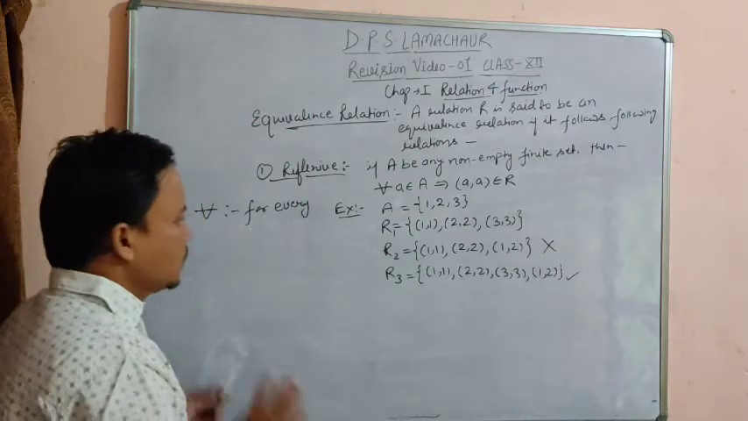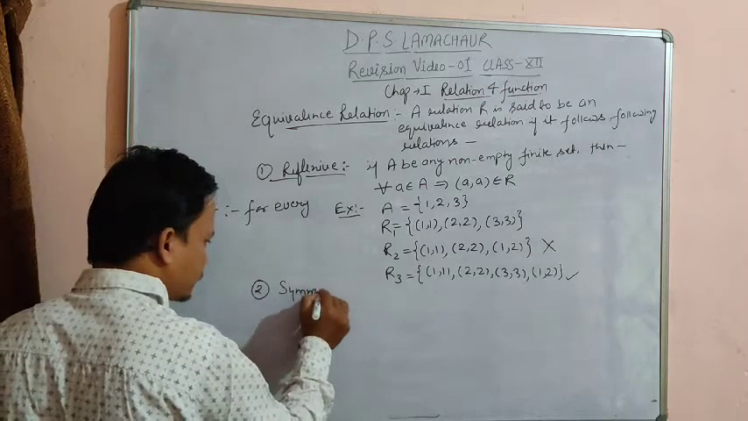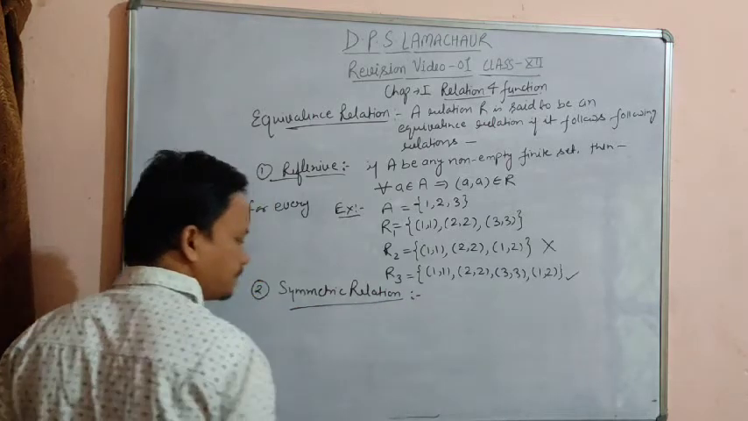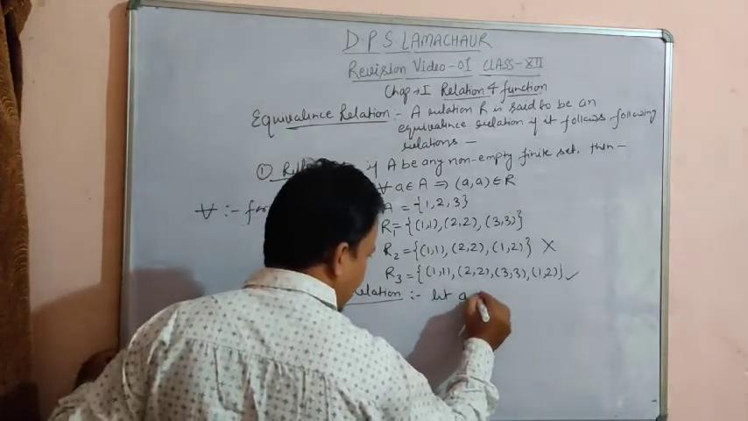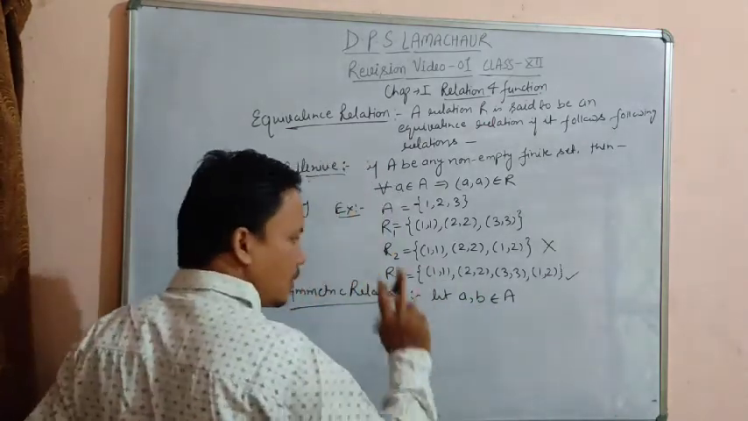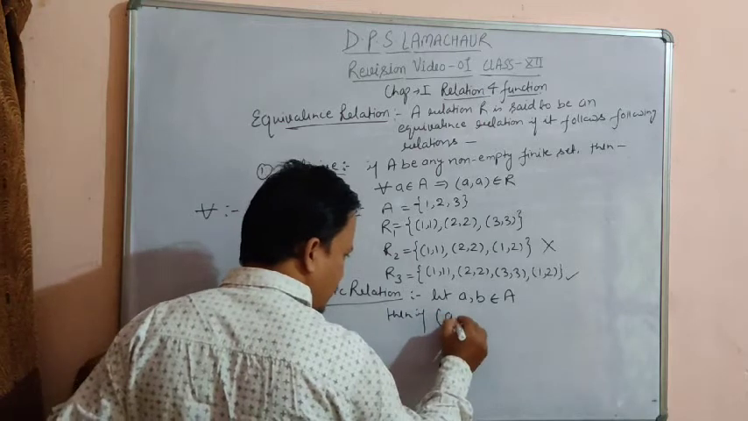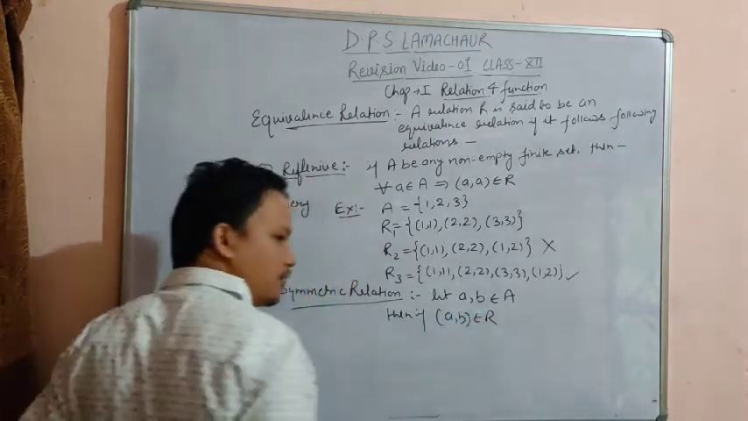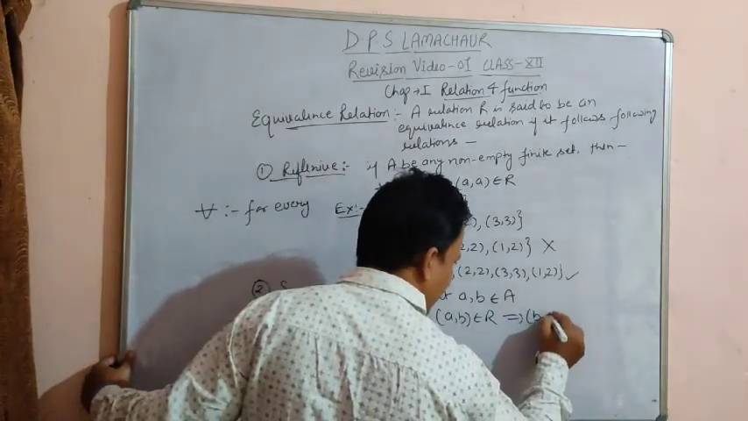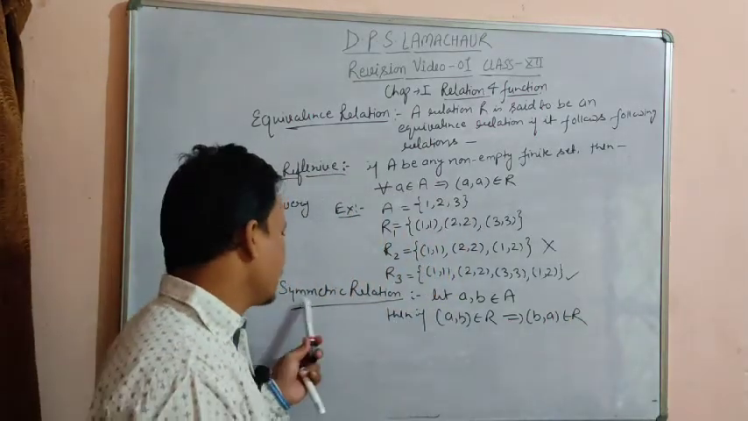Okay, now the second is the symmetric relation. What is a symmetric relation? Let a and b be any two elements of a non-empty finite set A. If a comma b is an element of relation R, meaning a comma b belongs to R, then it implies b comma a also belongs to relation R. Then the relation is said to be a symmetric relation.